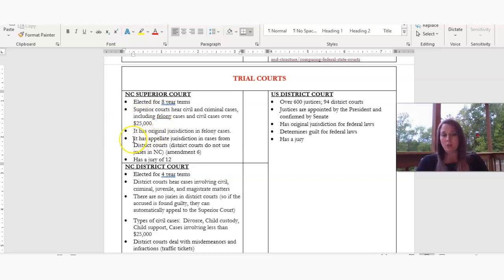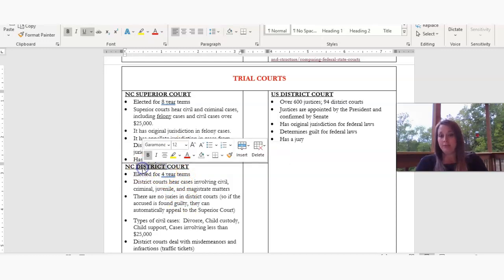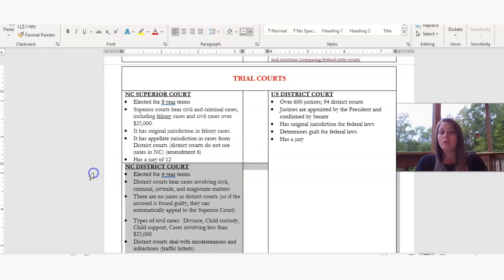Now, the other thing, this gets a little weird. It has appellate jurisdiction for cases coming from District Court. Because District Courts, you'll see right here, do not have juries, okay? Now, Superior Courts automatically have a jury, and with Amendment number 6, guess what you're guaranteed? You're guaranteed a jury trial.